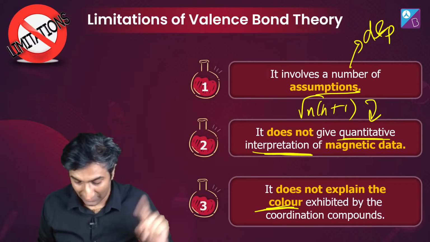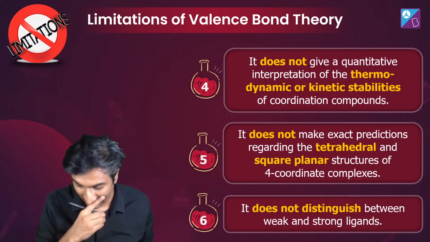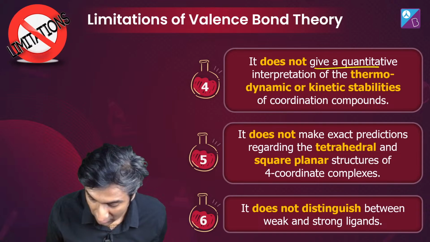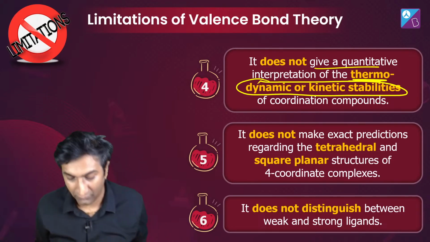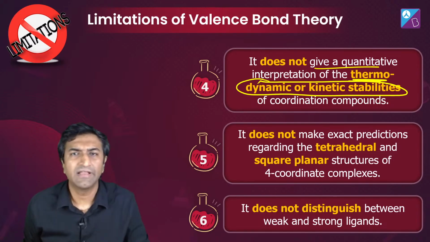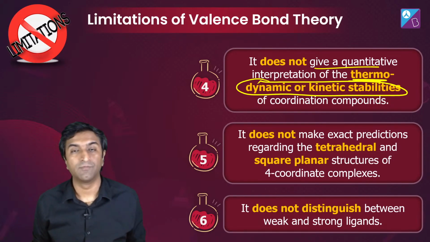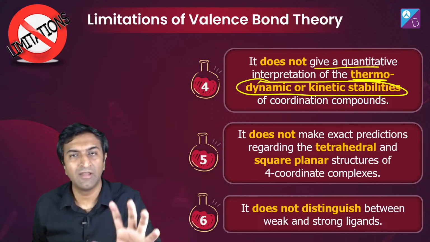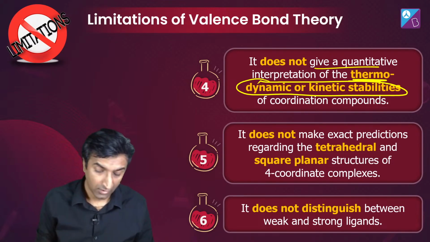Okay, that is what crystal field theory fixed for this. Khair, it does not tell you about the quantitative idea of the thermodynamic and kinetic stabilities of coordination compounds. इसका क्या मतलब है? I'm going to talk about statement number 4. What is thermodynamic and kinetic stability?